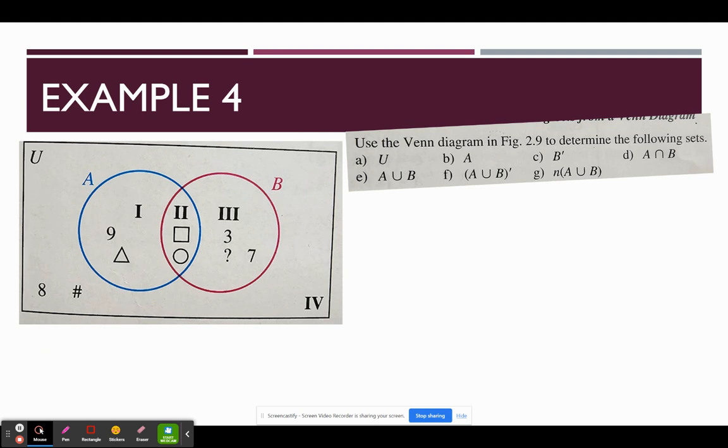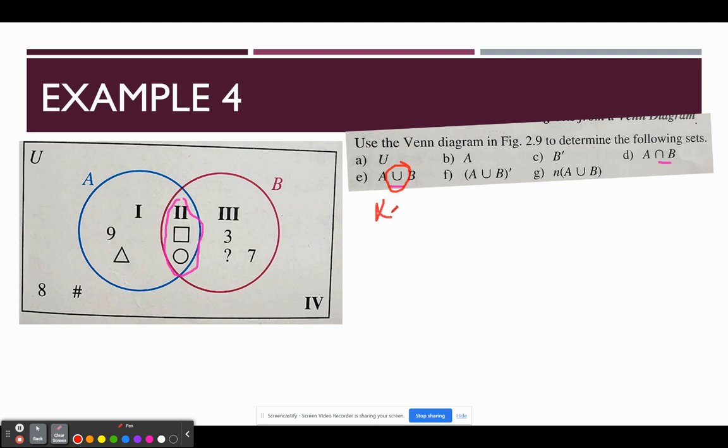Letters D and E. What is the intersection of set A and B, and what is the union of set A and B? So we're looking at intersection versus union. Intersection is going to be things that belong to both sets A and B. So it's going to be this chunk right here. Look at the union of those, which consists of the elements that belong to set A or B.